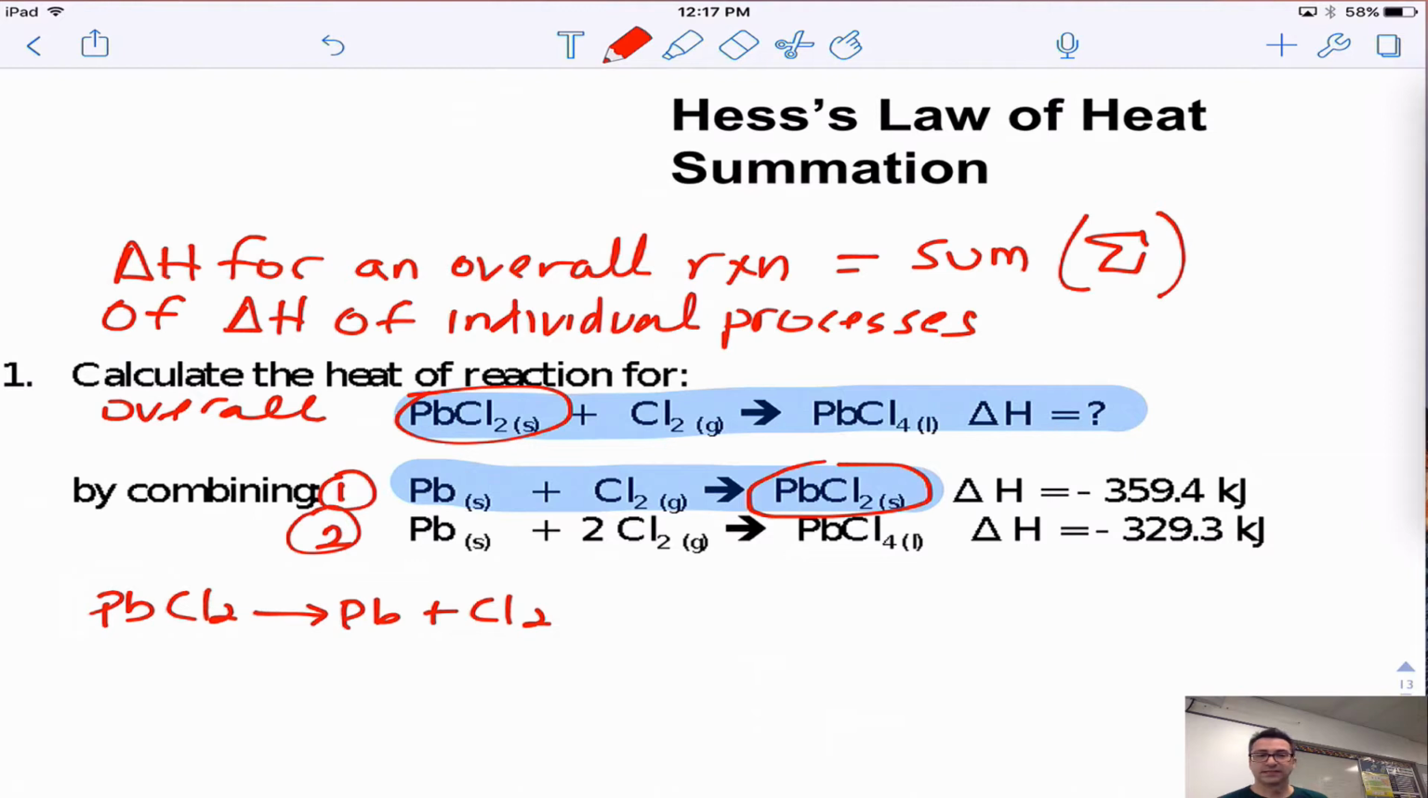Now when I reverse this, the delta H also changes. Instead of it being exothermic, like this, we're now going in reverse, so it is going to be the opposite of exothermic. It's going to be endothermic. So this is going to be positive 359.4.